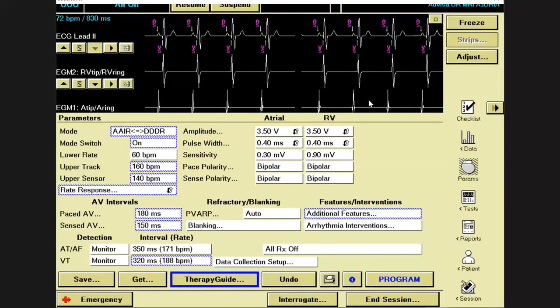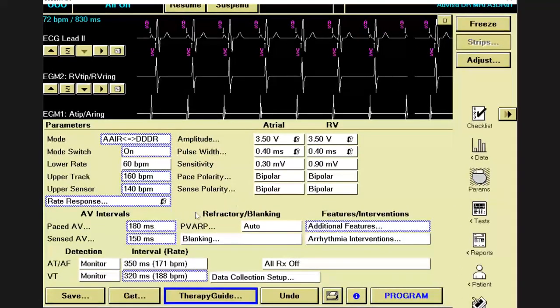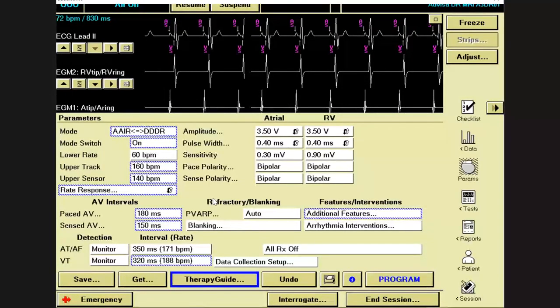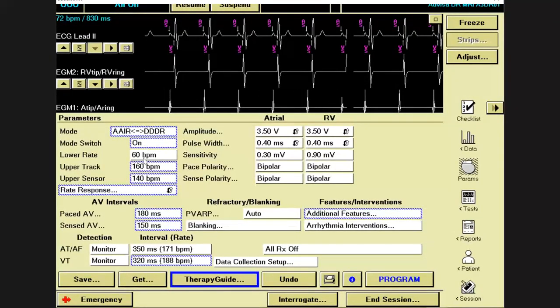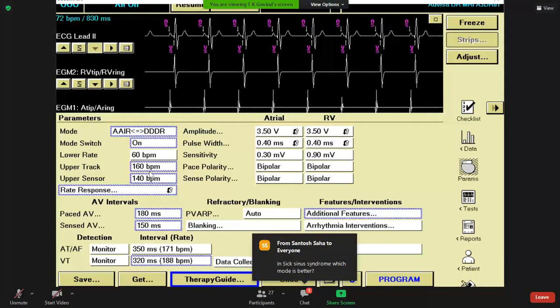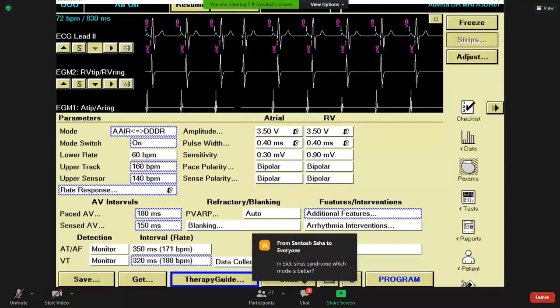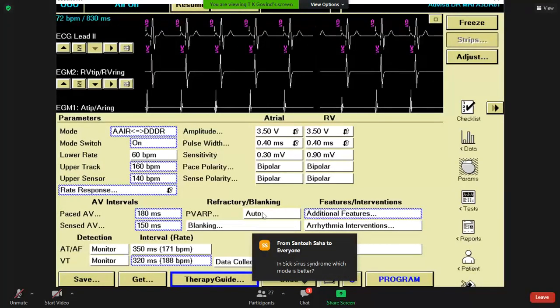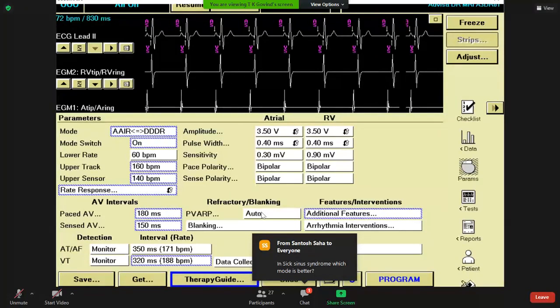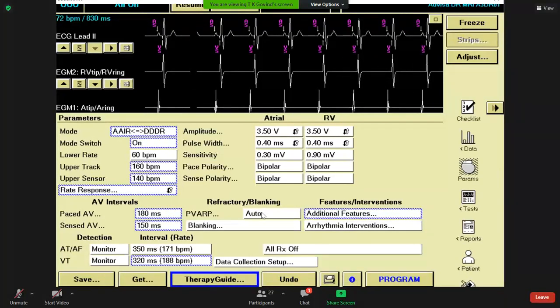Thank you, Govind. Yeah. So that's how we want to program the AV intervals and the upper tracking rate and the lower rate, etc. Then, yes, we may want to quickly see how to program the PVARP.